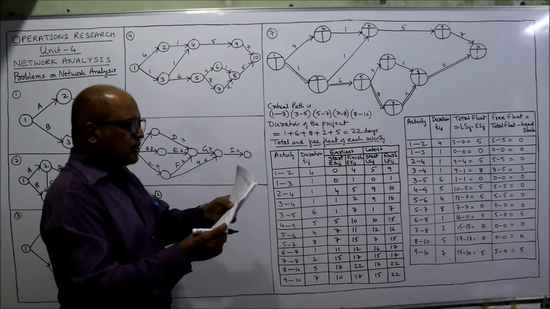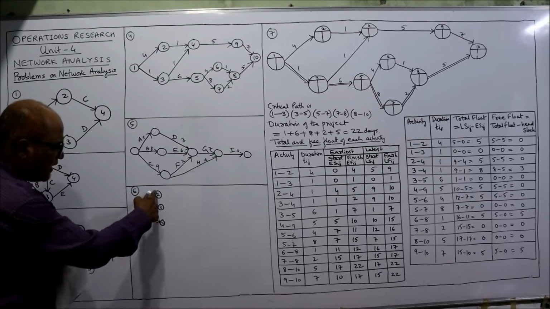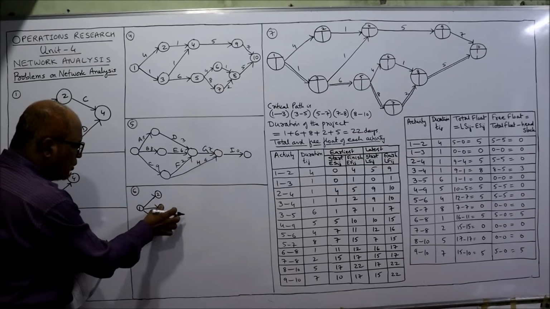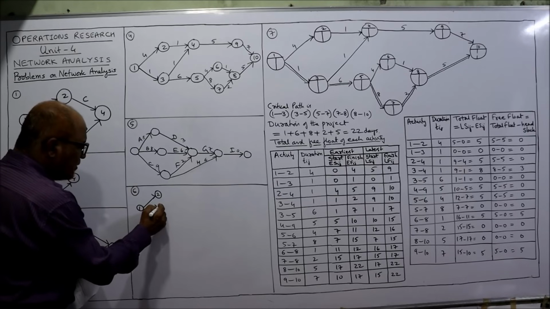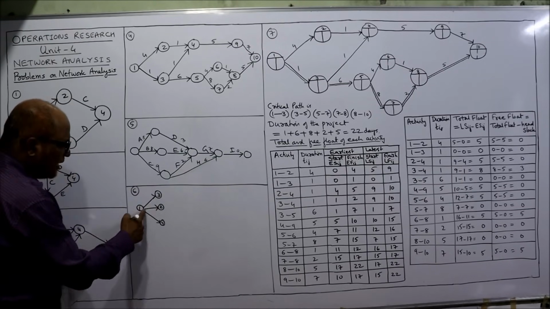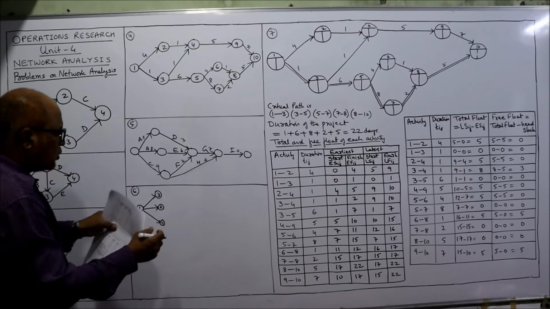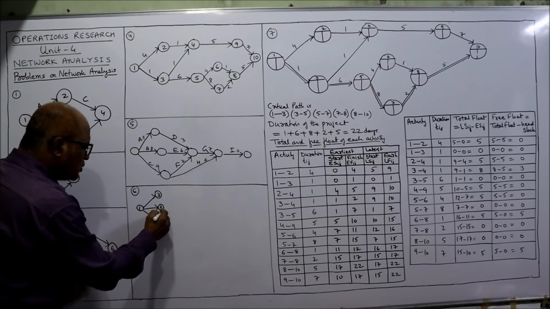Now, 2 to 3, 2 to 4. From 2 to 3 is fine, but 2 to 4 we cannot come like this. So what we'll do is we'll change the number here. This we make it 2 and this we make it 3. So 1 to 2, 1 to 3, 1 to 4. Now 2 to 3, 2 to 4. This is 2 to 3.